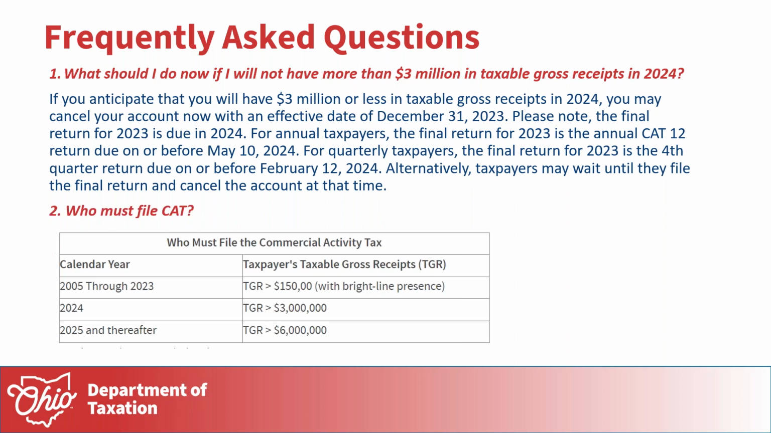Number 2 is who must file CAT. So as we mentioned previously, for prior years, 2023 and before, anyone with taxable gross receipts situs to Ohio, that's a $150,000 threshold, would be subject to CAT. This current year that we're in now, that threshold is $3 million. So 2024 taxable gross receipts, meaning receipts situs to Ohio of $3 million or greater, means you're subject to CAT with that amount. And then next year, 2025, and after, that amount increases again to $6 million.